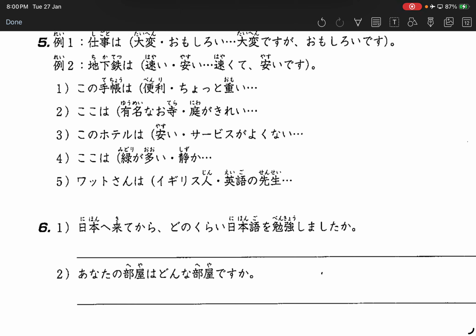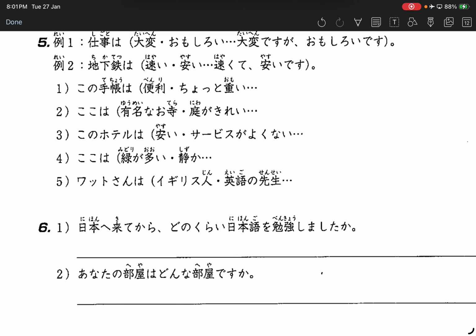So 安いですが、安かったが。But you don't say 安いかったが。Either 安いですがサービスが良くなかった。Okay, moving on.